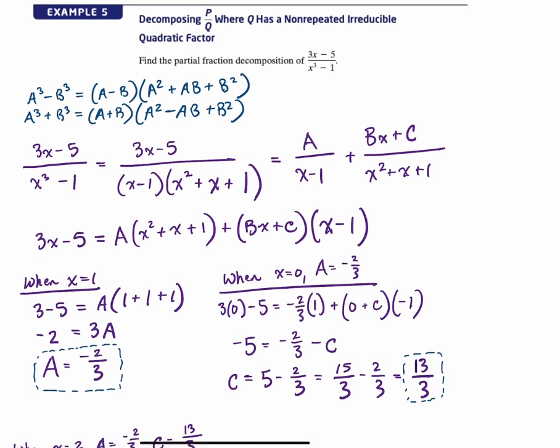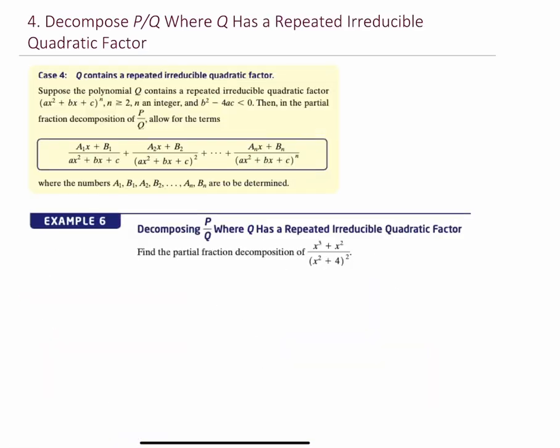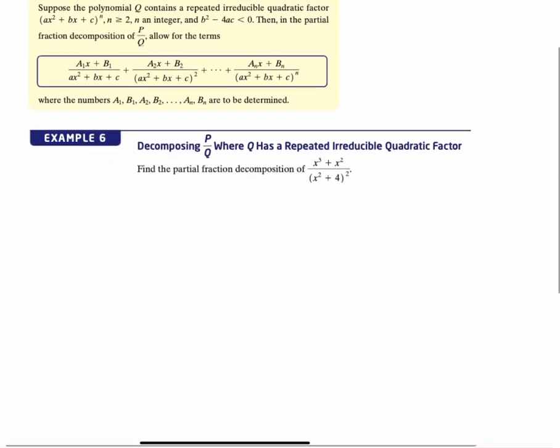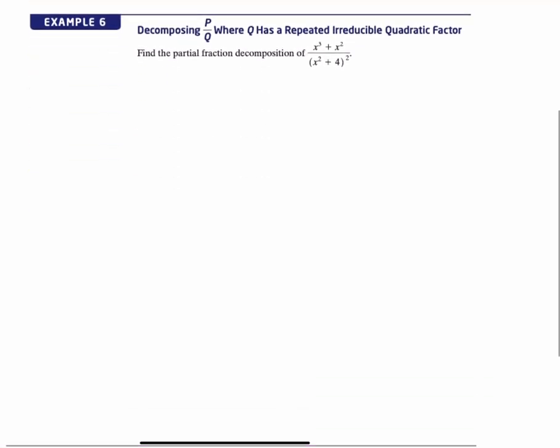So our last case will be whenever we have a repeated irreducible quadratic. And just like before when we had a repeated linear factor, we'll just need to have multiple fractions that build up to our power. So we're given x cubed plus x squared, and this is over x squared plus 4 to the second power.